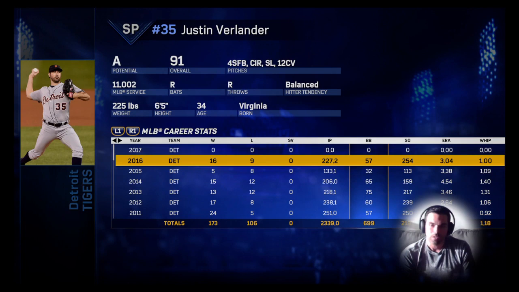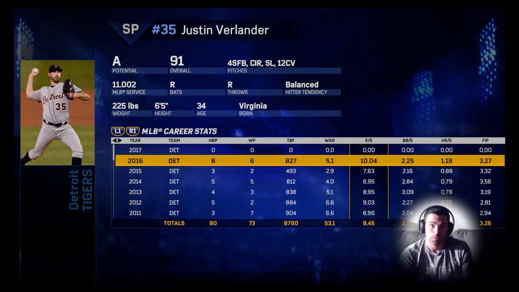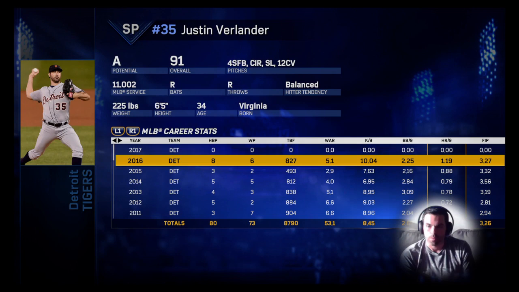Let's take a look at strikeout to walk ratio. So he was at kind of a 5-1 ratio. So Porcello did have a better strikeout to walk ratio. He struck out more guys, but Verlander did walk more. Home runs per nine, also high, right?